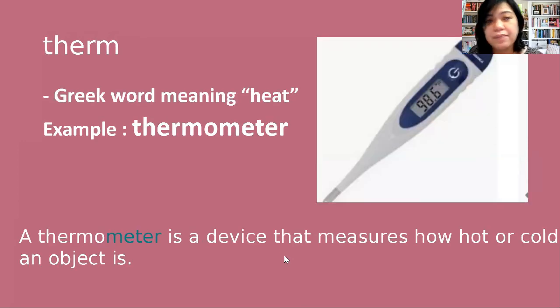Next is the Greek word therm. This one means heat. An example is thermometer. A thermometer is a device that measures how hot or cold an object is.